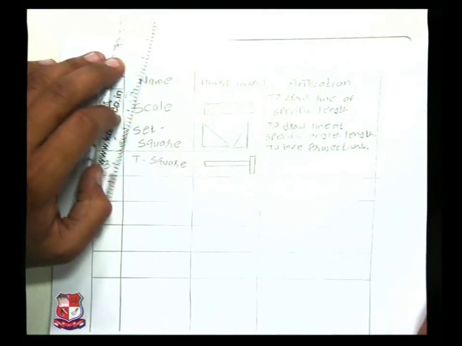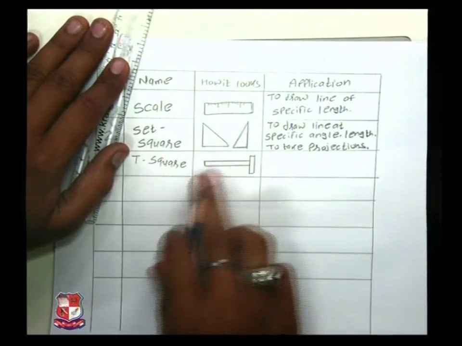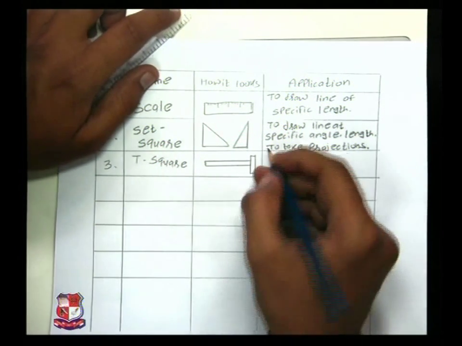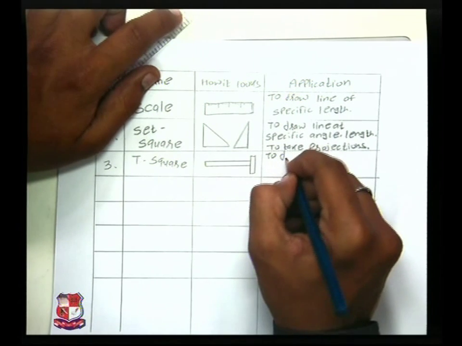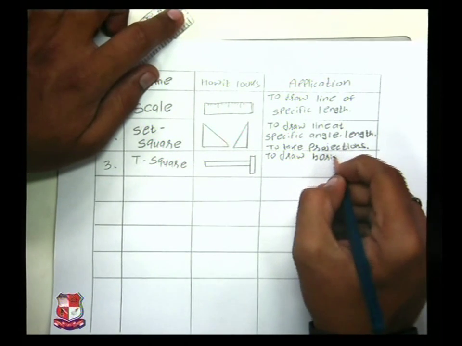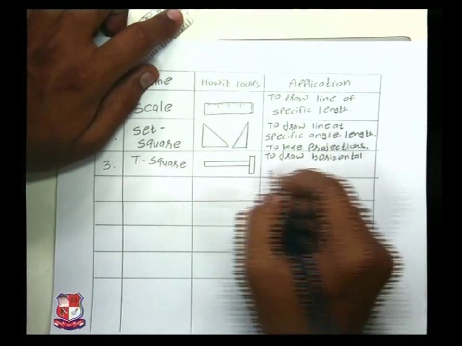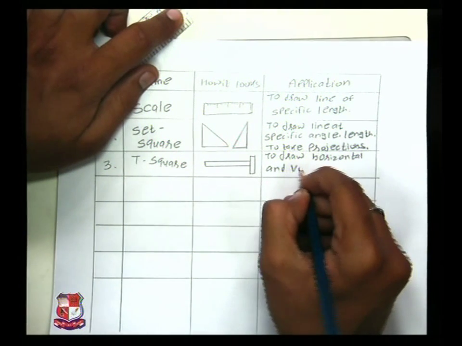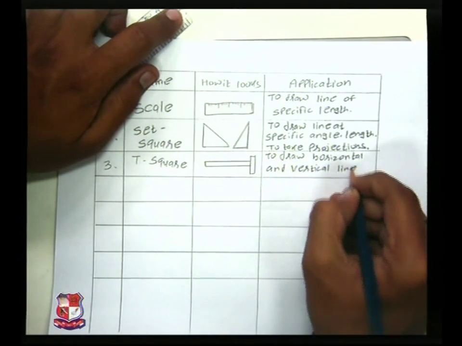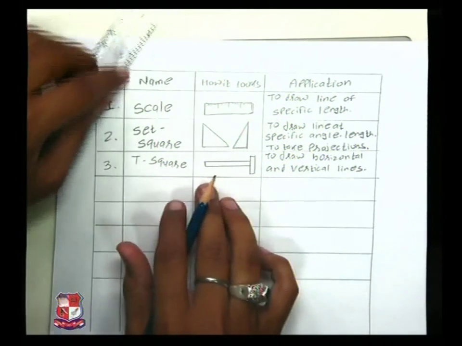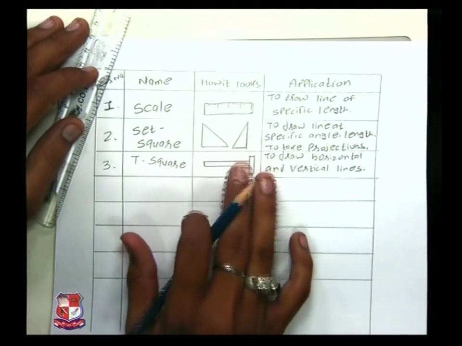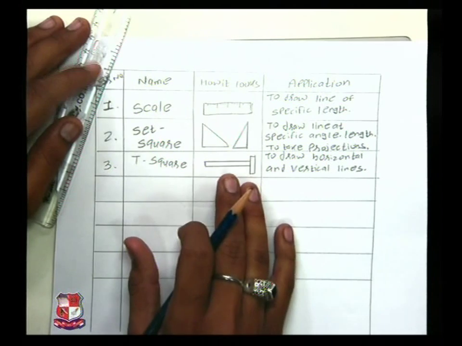This is how it looks. A T square, its shape is T, that's why the name is called T square. To draw horizontal and vertical lines. If you are using the T square, it helps you to reduce your drawing time by almost 50%.